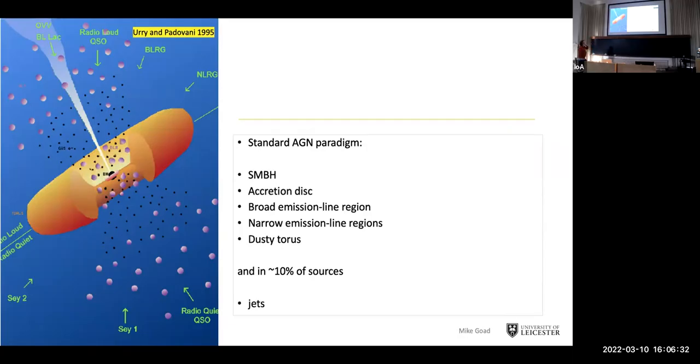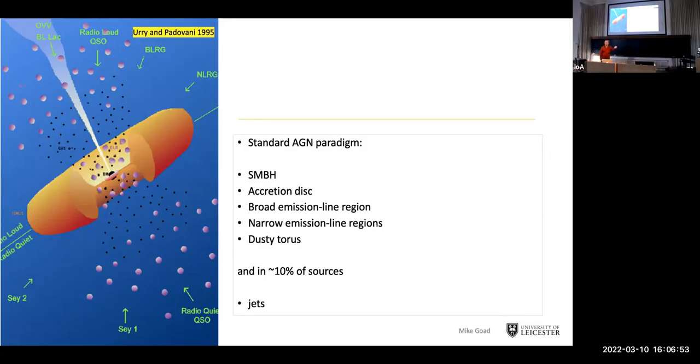Gratuitous cartoon number one, from Urry and Padovani in 1995. For those of you that don't work on active galaxies, this is our standard cartoon we roll out to anybody just starting to work in the area. It may not be correct in detail, but the idea is we have a supermassive black hole, surrounded by an accretion disk.